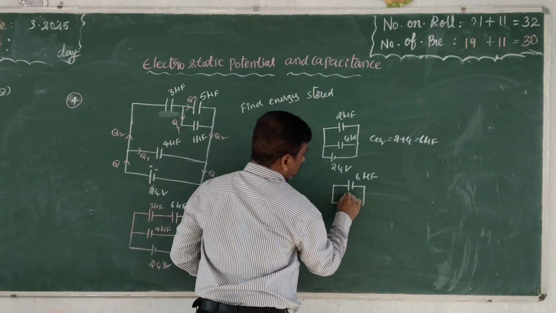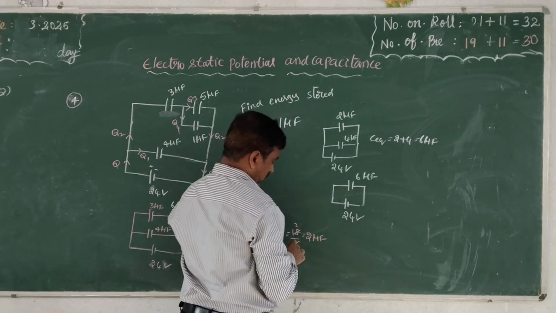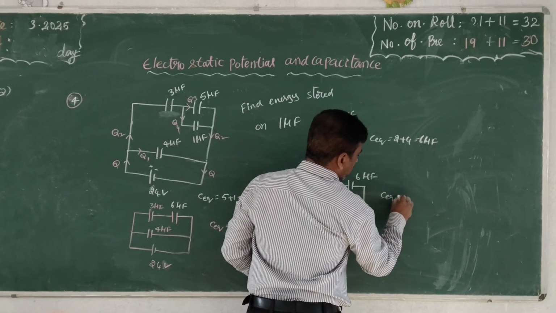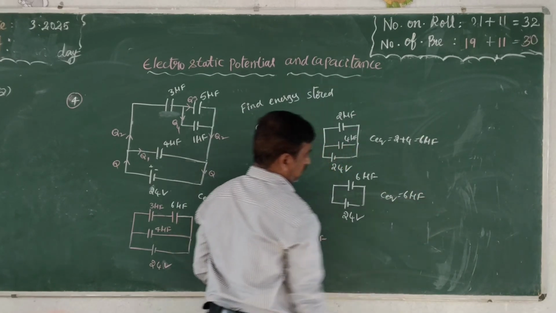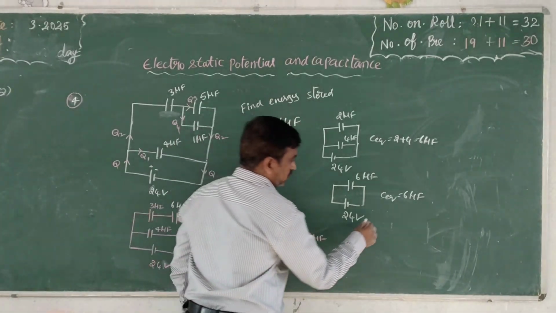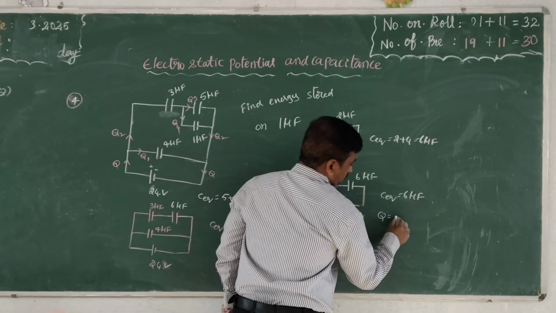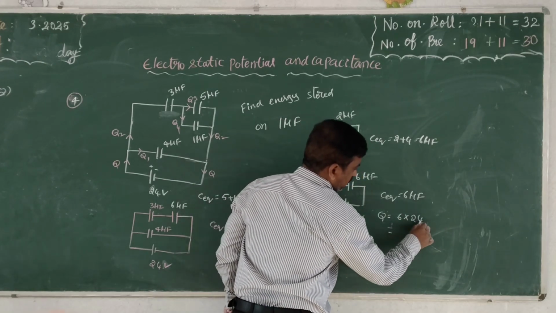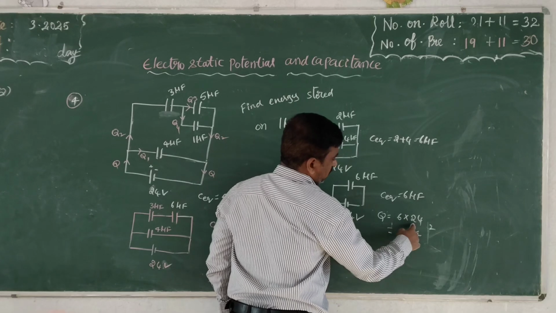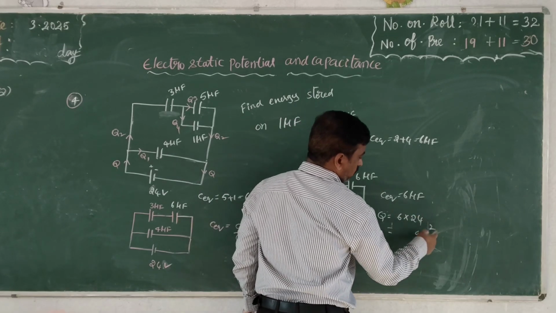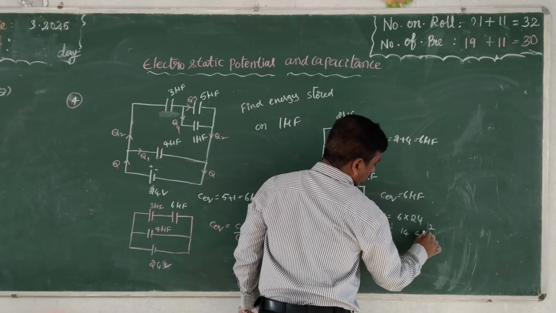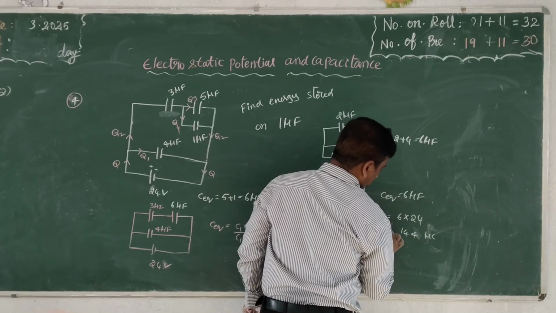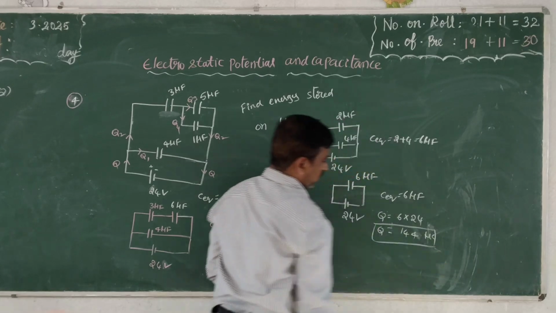Now here, 24 volt. We want to find out C equivalent, which is 6 microfarads. Total charge is CV, so 6 into 24. 6 4s are 24, 6 2s are 12, 12 plus 2, 144 microcoulombs. The total charge is equal to 144 microcoulombs.